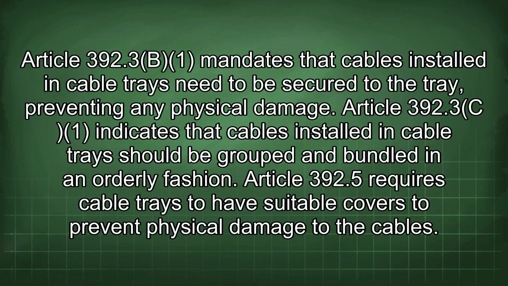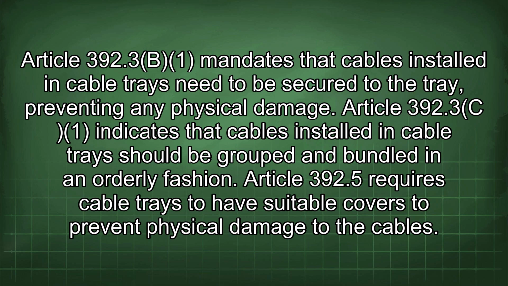Article 392.3b mandates that cables installed in cable trays need to be secured to the tray, preventing any physical damage. Article 392.3 indicates that cables installed in cable trays should be grouped and bundled in an orderly fashion.